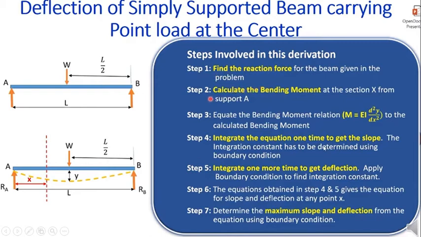Step 7, that is the last step: determine the maximum slope and deflection from the equation using boundary conditions. So that is the 7 steps involved in deflection of the simply supported beam. The point load will be acting.